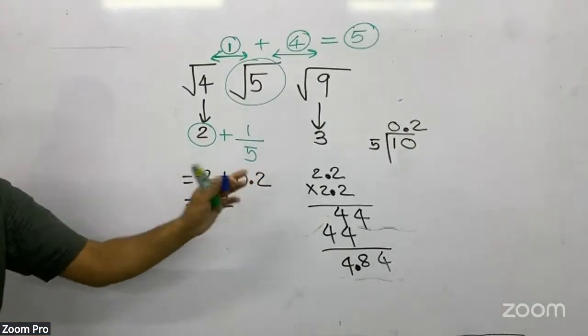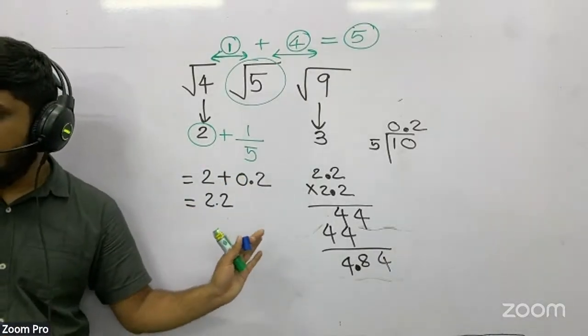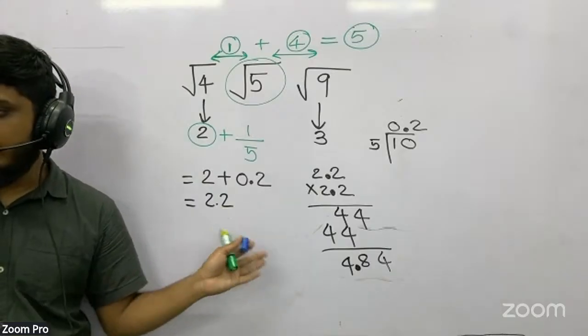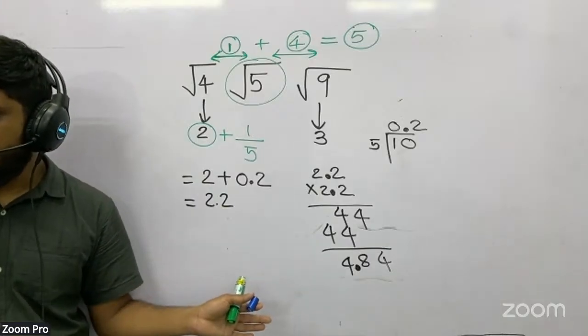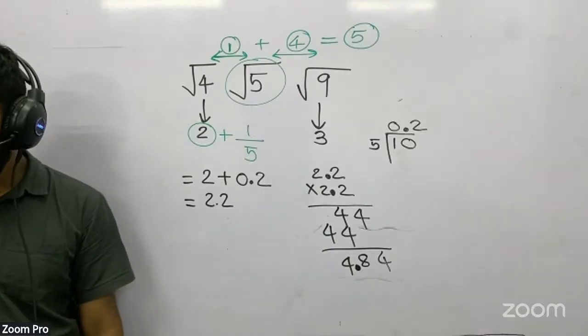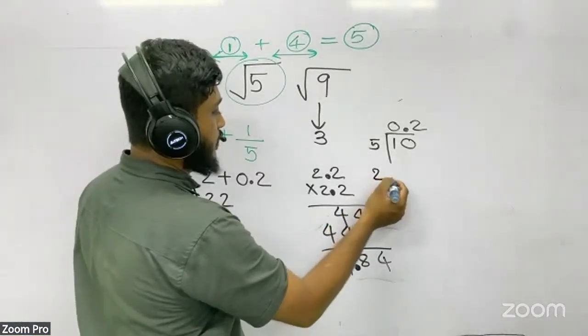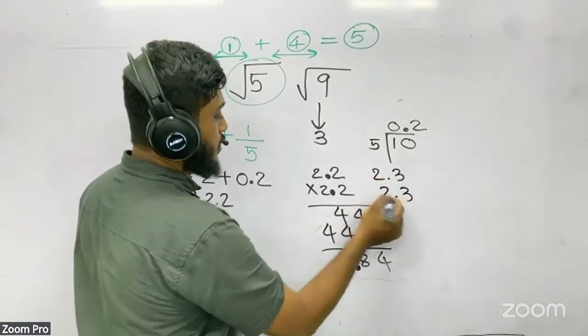Not only this number, I have to check with the next number also. What is the next number after 2.2? 2.3. Now I have to check with 2.3 also. Now check with 2.3. 2.3 into 2.3.